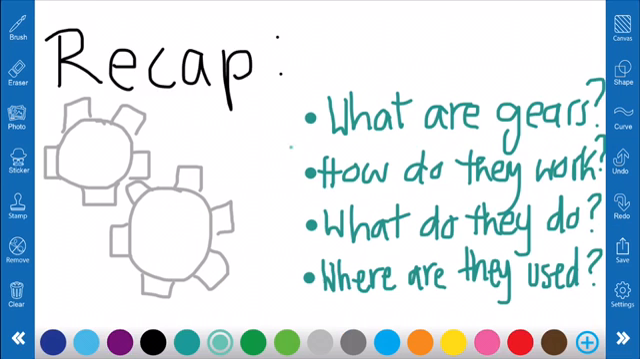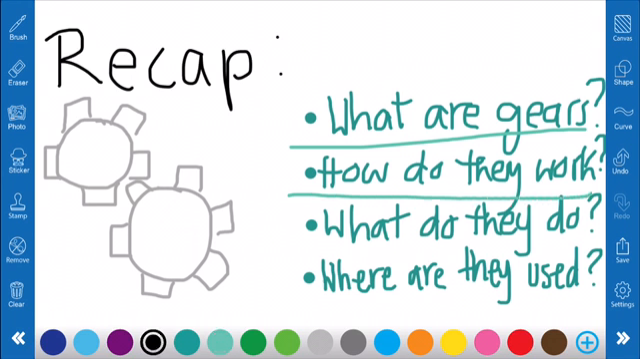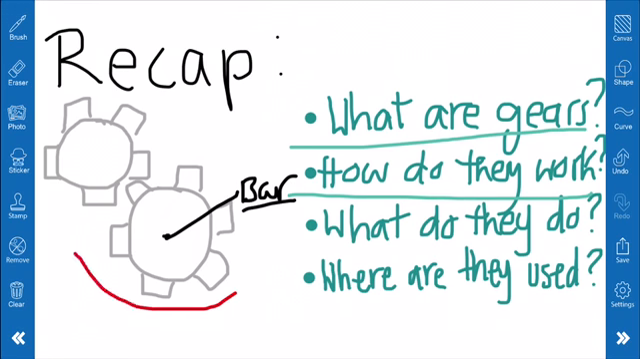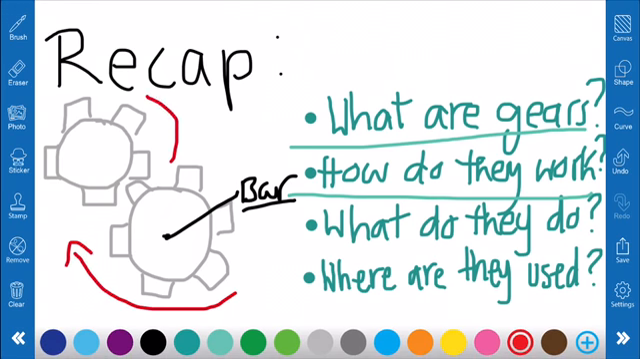Recap. What are gears? Gears are wheels with toothed edges that fit into one another so that they can turn each other. How do they work? In the middle of a gear, there is a bar or a rod that is used to turn the gear. This makes moving the gears easier and uses less energy. The faster a gear is spun, the less force it uses. When a gear is spun clockwise, the other gear is spun counterclockwise.